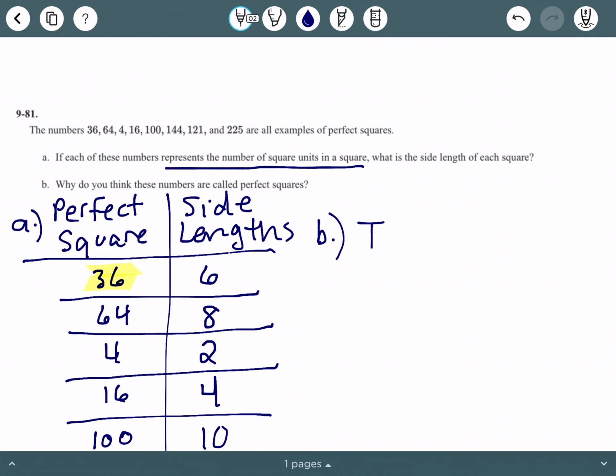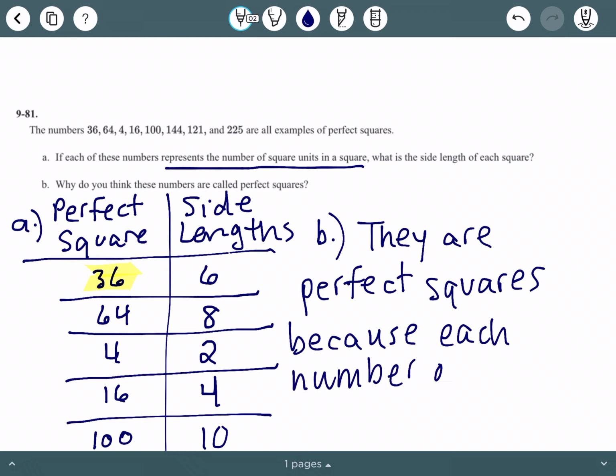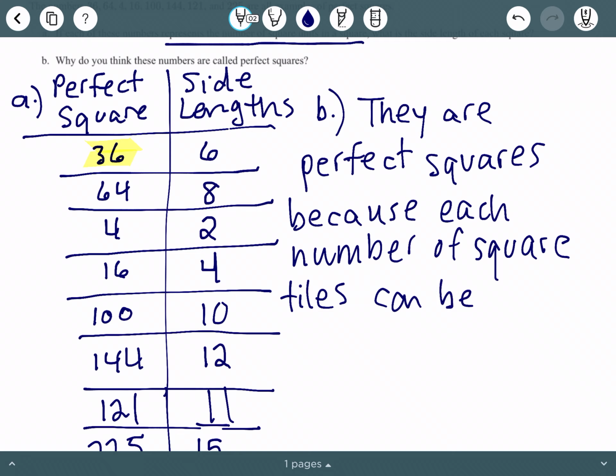So we are going to say they are perfect squares because each number of square tiles can be formed into a square with whole number side lengths.